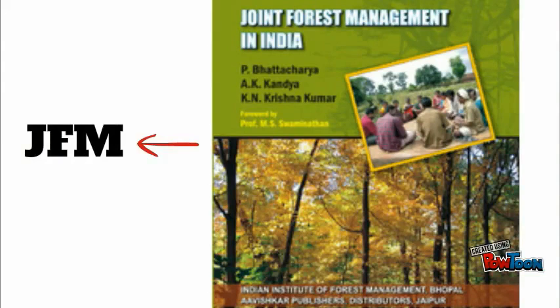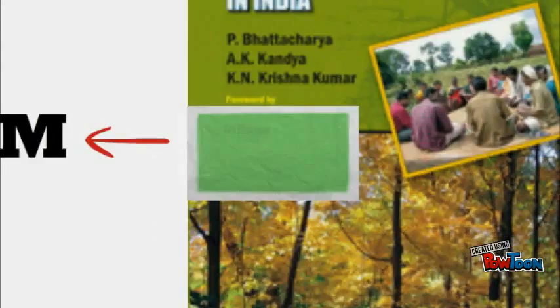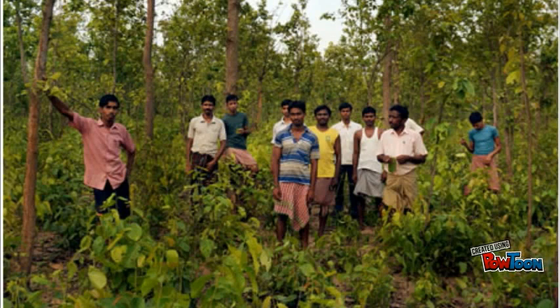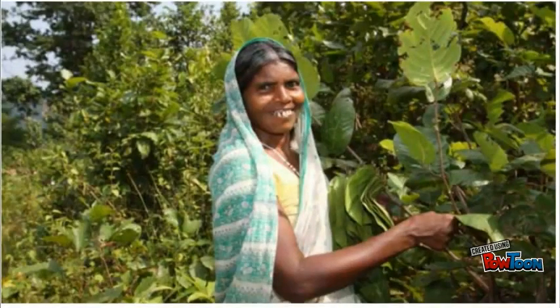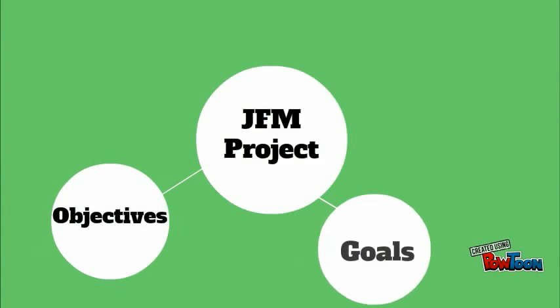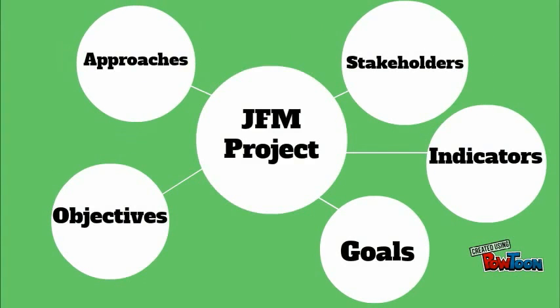Under JFM, the forests are managed by village forest committees, or VFCs, comprising community members. The informed scientific support in project formulation and the long-term vision of the project indicates a rational planning approach of the government. This video will focus on the JFM project implemented in Ranchi district of Jharkhand. Here's a quick overview of the JFM project.